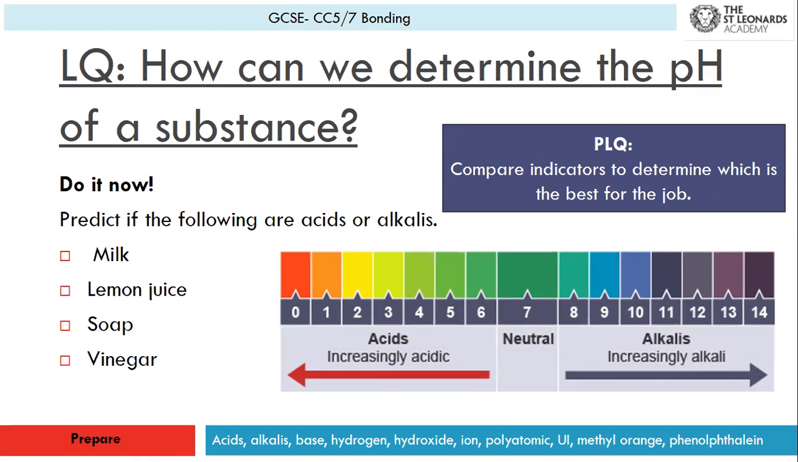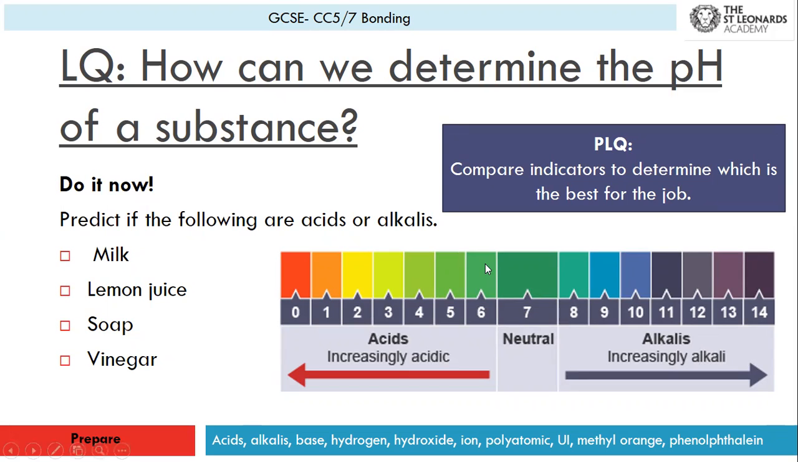So, how can we determine the pH of a substance? Fairly straightforward by that picture. We can use something called the pH scale. As we move left, the substance becomes increasingly acidic. If we move right, it becomes increasingly alkali. Now, the reason for this scale is when we use indicators, they actually change the color of the substance or the object to allow us to determine its acidity.